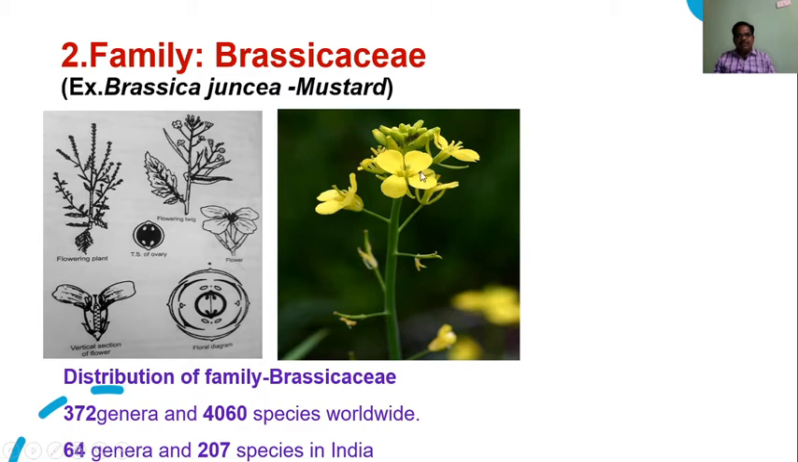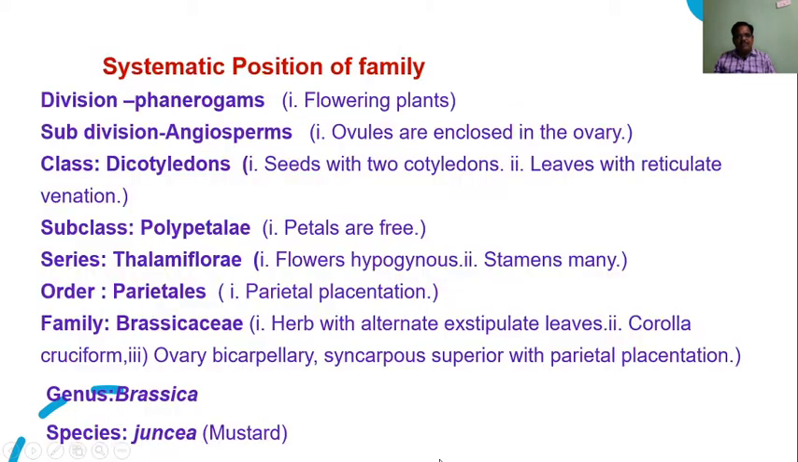Leaves are simple, with reticulate venation, the inflorescence is of the raceme type, the cruciform corolla is there, and the tetradynamous condition is found in the stamens. Then the distribution of the family Brassicaceae: it has 372 genera and 4060 species worldwide, and 64 genera and 207 species are reported from India.